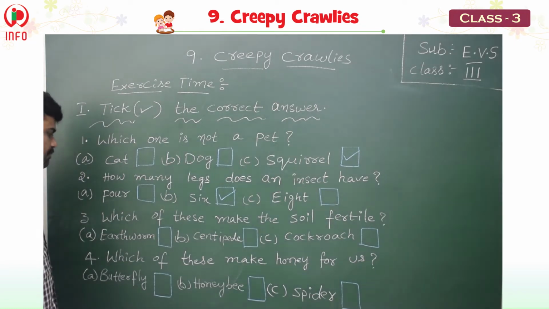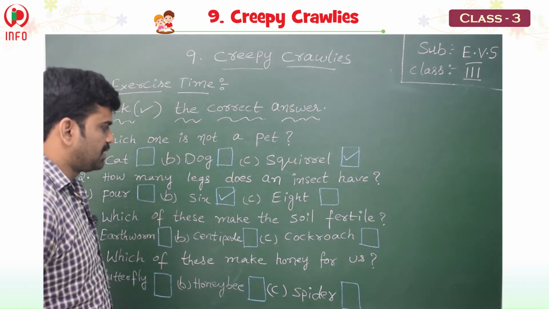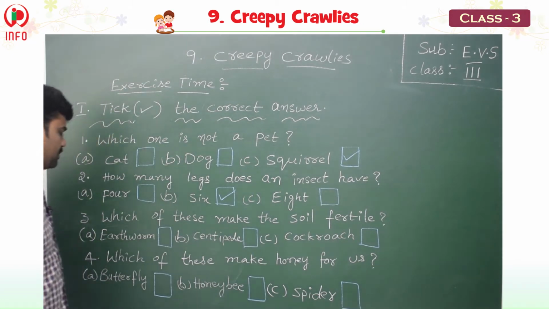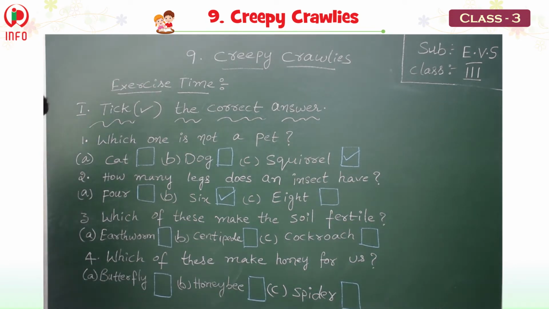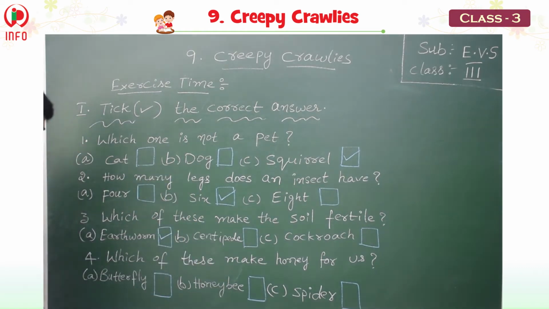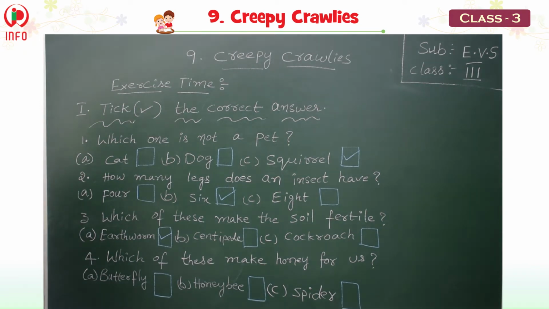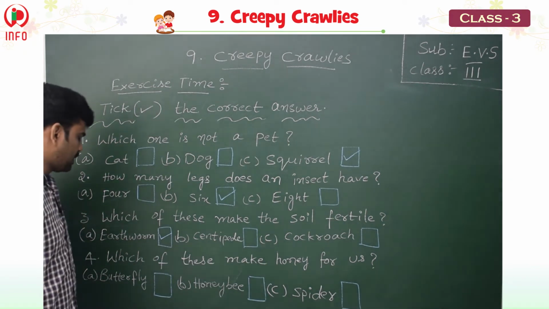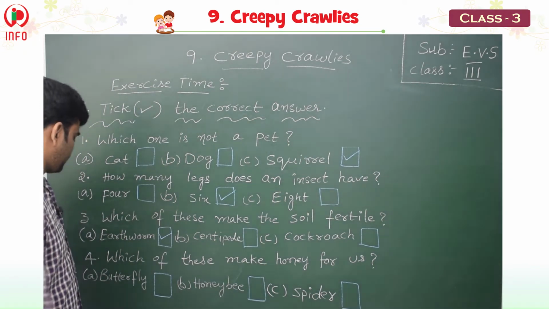Next one, which of these make the soil fertile? Fertile means fit for agriculture. Okay. So, here which of these make the soil fertile? Earthworm, centipede, cockroach. So, right answer is earthworm. So, I kept right mark for option A.